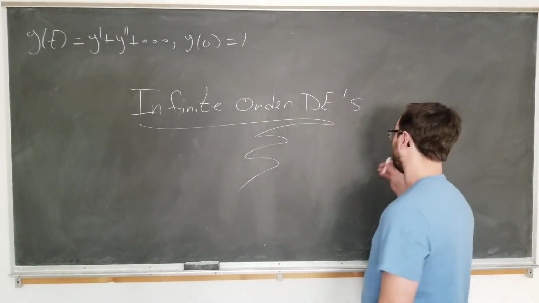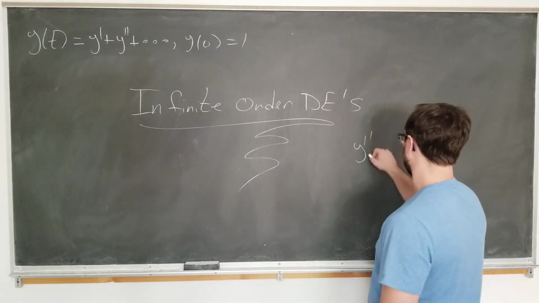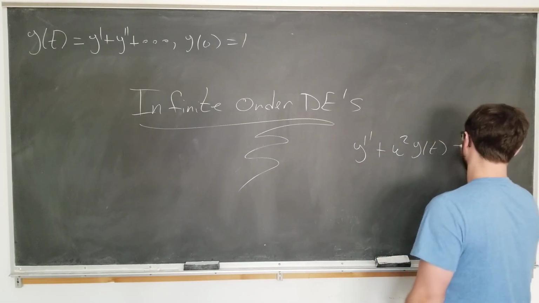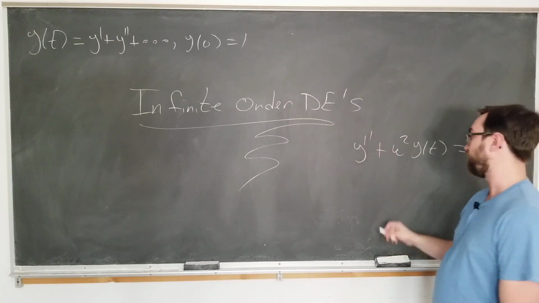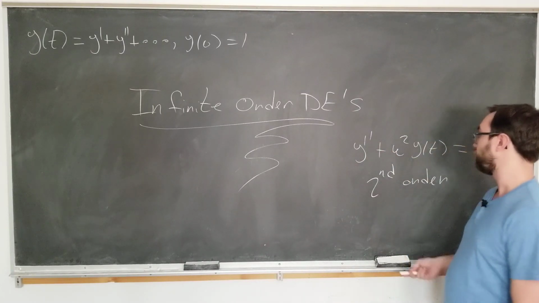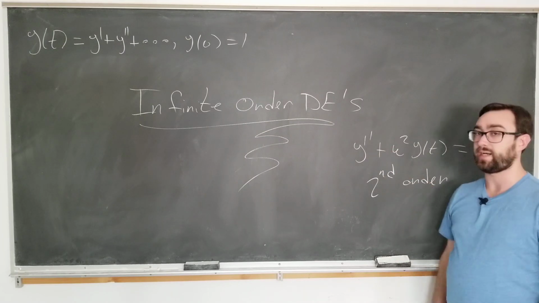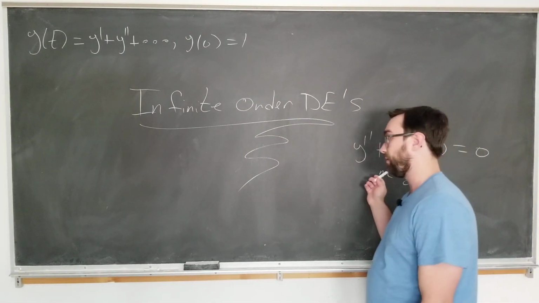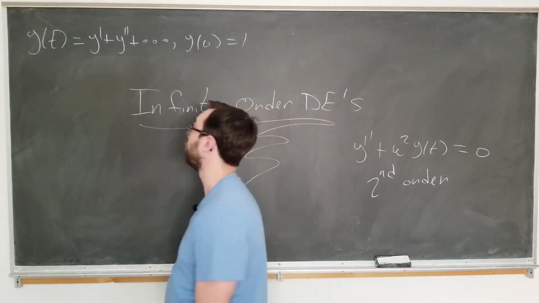For example, in this differential equation, the harmonic oscillator, this is a second order differential equation, since y double prime is the highest derivative term that appears. These are the most common everywhere in physics, engineering, etc.